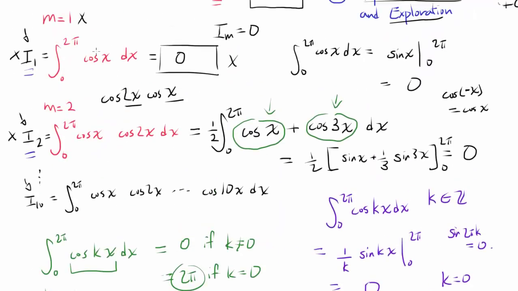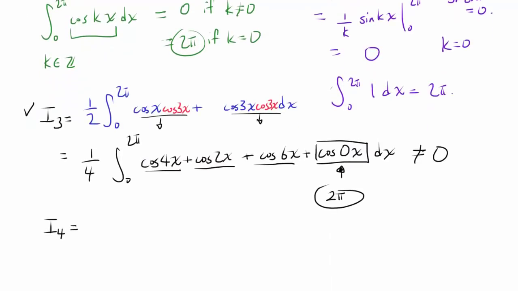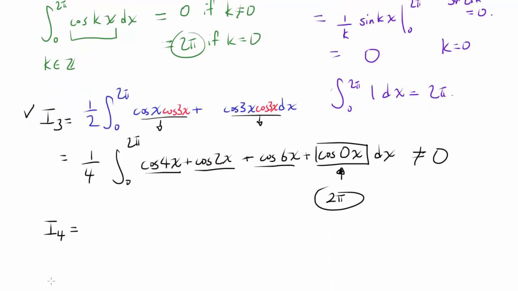For I sub 1, we had one expression. For I sub 2, we had two expressions being added together. And for I sub 3, we have 4 expressions being added together. So for I sub 10, we're going to have 512 expressions being added together. And analyzing that may take some time. So anyway, let's try I sub 4.